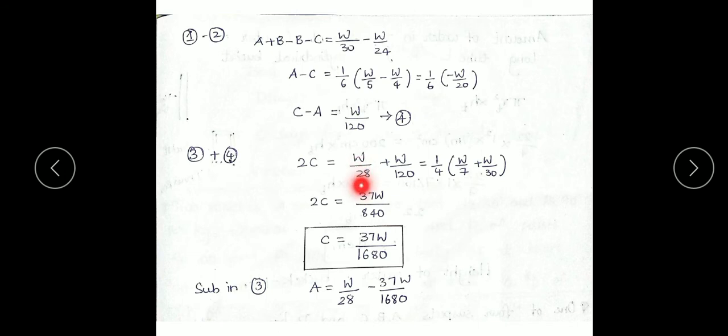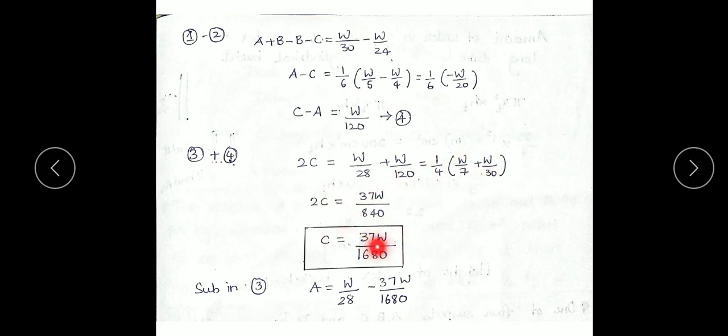And now here if we see, 4 is the common factor for both of them. So 7 4s are 28, 4 30s are 120, so 4 is common. Taking 4 as common, w by 7, w by 30. Now if we solve this, if we take LCM, 7 3s are 21, 21 4s are 84, 840. So 30w plus 7w, 37 by 840.